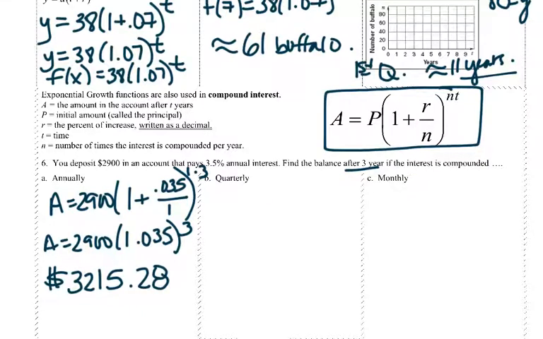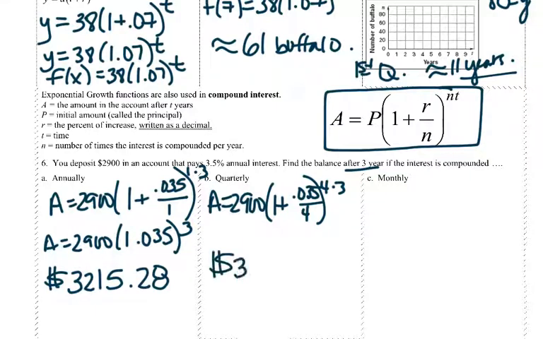So pretty good, right? From investing $2,900 for 3 years. What would happen if that money is invested quarterly? So this is 1 plus 0.035 over 4 to the 4 times 3. So that's like a tall glass of water there. So I'm just going to type that in my calculator as is, 1 plus 0.035 divided by 4, and then raise that whole thing to the 12th power. And here I see I get a little bit more money, 3219.59. So compounding quarterly gave me more money than compounding annually.